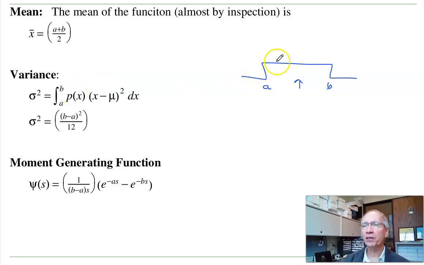The variance is how far each point is from the mean, squared, times the probability. The probability is fixed. If you integrate this out, I wind up with (B minus A) squared over 12. That's the variance. And the Laplace transform, also known as the moment generating function: take the derivative. I get a delta function here, and a negative delta. The height is 1 over B minus A, integrate once, 1 over s, delta divided by A minus delta divided by B. So there's the Laplace transform, or moment generating function, of a uniform distribution.